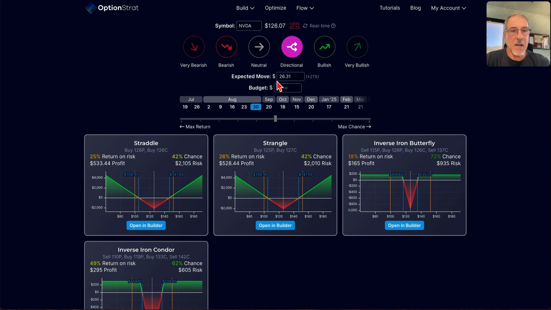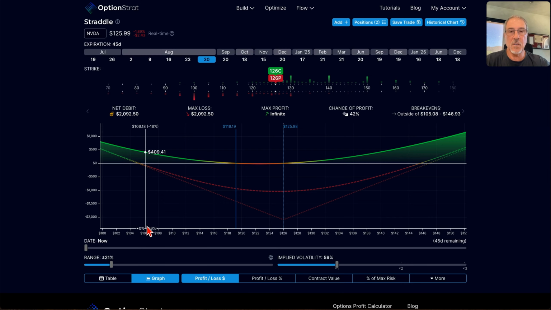Now, they're looking at an expected move of 26.31, but let me open this in Builder, see what this looks like. This is a defined risk trade. Now, it's a big defined risk of $2,000 because of the way Nvidia can often move. However, let's just take a quick look at this and understand that what I'm playing for here is an increase in volatility. Right now, the implied volatility is at 59%.